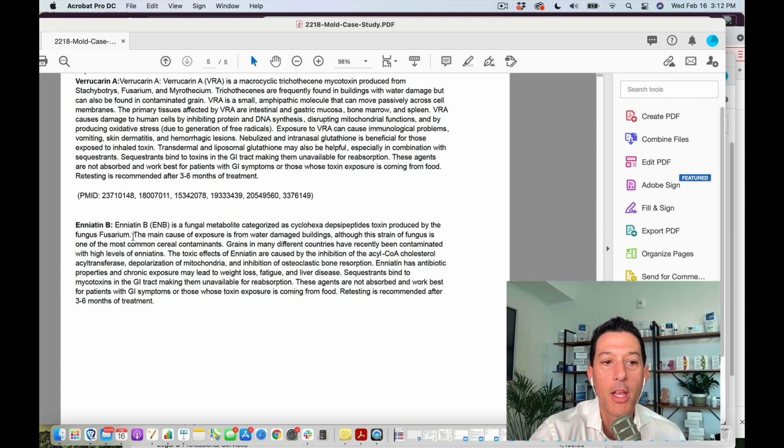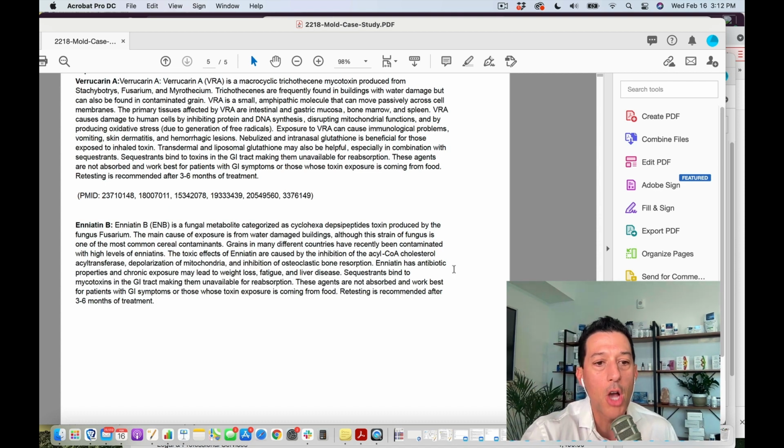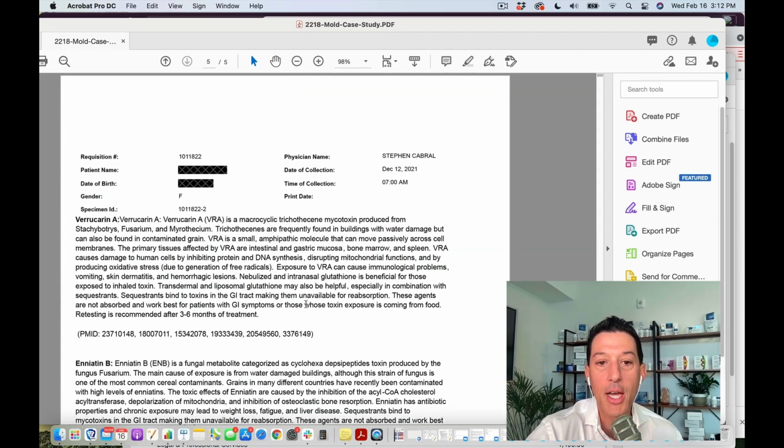That's this one right here, the Enniatin B, which this person was exposed to. The main cause of exposure is from water damaged buildings, although this strain of fungus is one of the most common cereal contaminants. Grains in many different countries have been contaminated with this particular mold. So all of this will be available for you to check out.